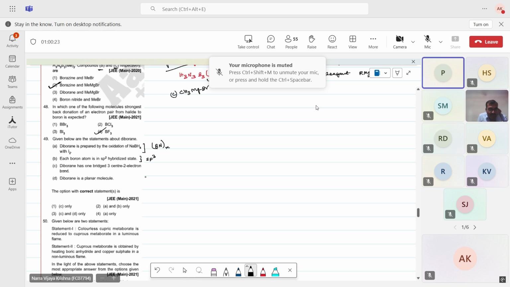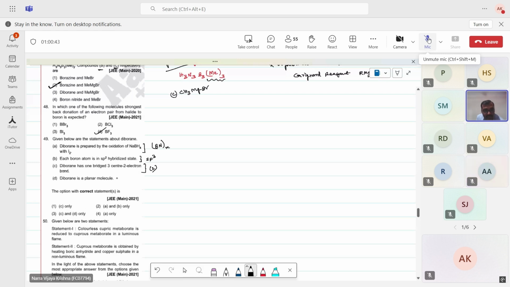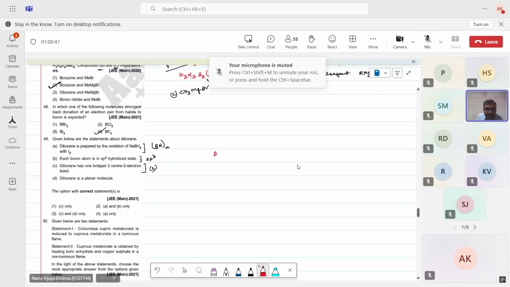Now here, diborane has one bridged 3-centered 2-electron bond. Wrong. You have 2. Diborane is a planar molecule? This is also wrong, because it exists in this way.